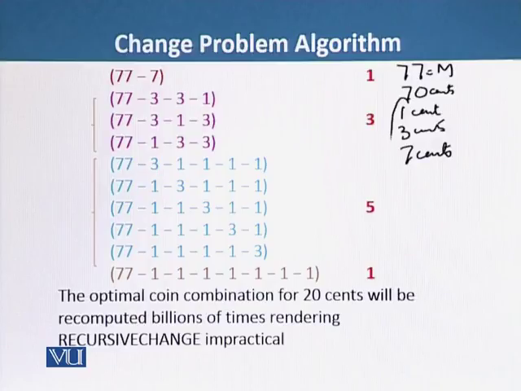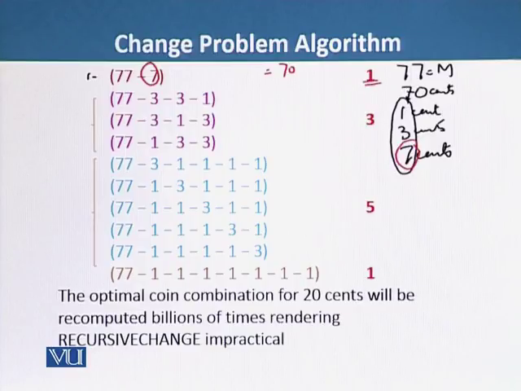So we have these 3 coins of value 1, 3 and 7 cents. To calculate the value of 70 cents, we have different combinations, and we can see the total number of combinations here. First is only 1. If we subtract the value of 7 cents from 77, we get 70. So this is the only one.